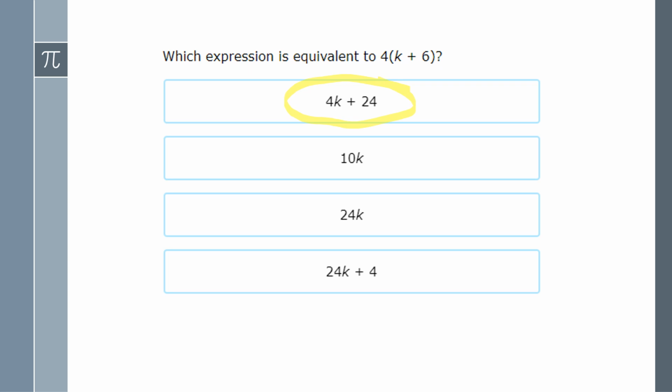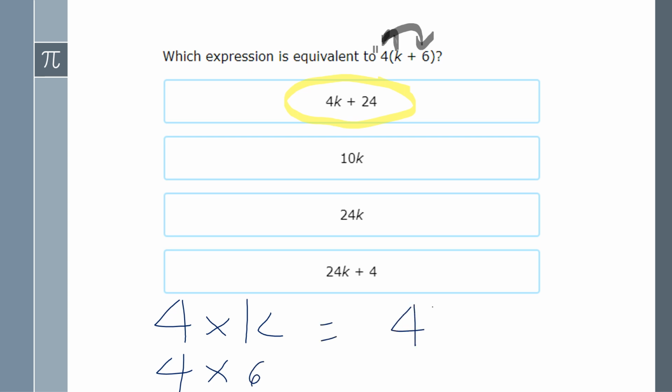Because it's all multiplication. Anytime you see parentheses, you're going to multiply. Can I add k plus 6? No, they have nothing in common. So boom. 4 times k is 4k, and 4 times 6 is 24. Whoop, there it is. All right, keep it pushing.